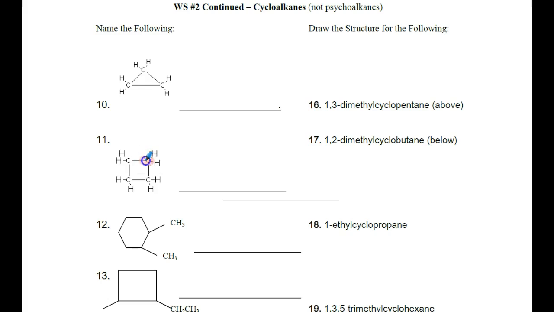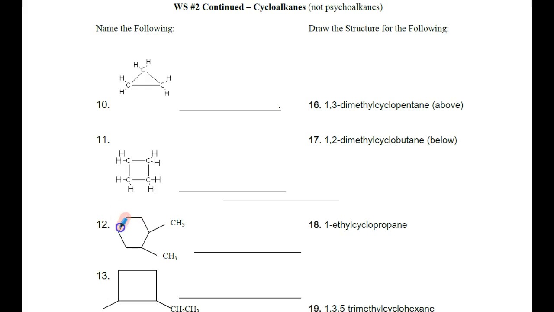Let's look at this next one. This next one has 1, 2, 3, 4 carbons in a ring. The stem name for 4 is but. Single bonds, ane. There's no branches, so it's cyclobutane. Cyclo means it is connected in a ring. It's not a straight chain.